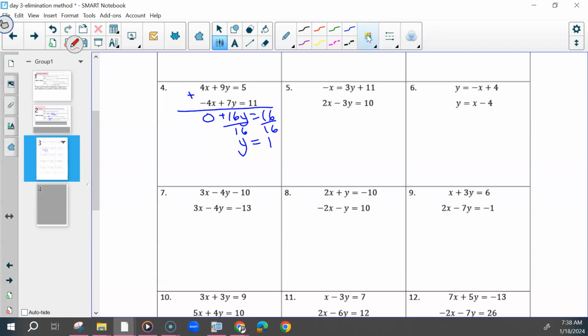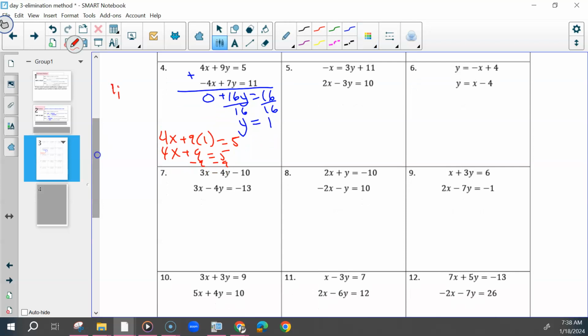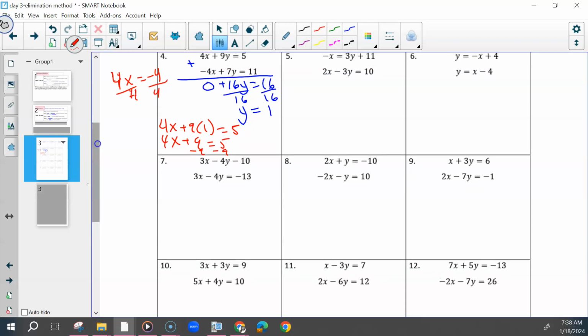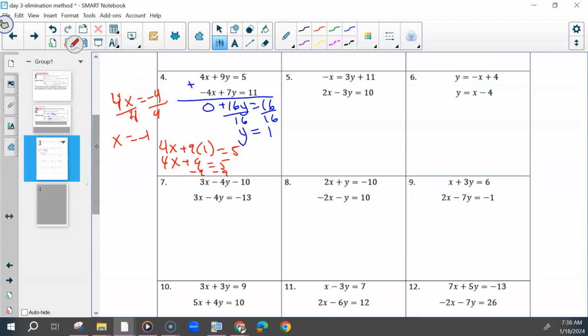Let's say I chose the first one. We have 4x plus 9 equals 5. And then you could keep solving for x, get rid of 9, divide both sides by 4. So negative 1, 1 would be our solution.